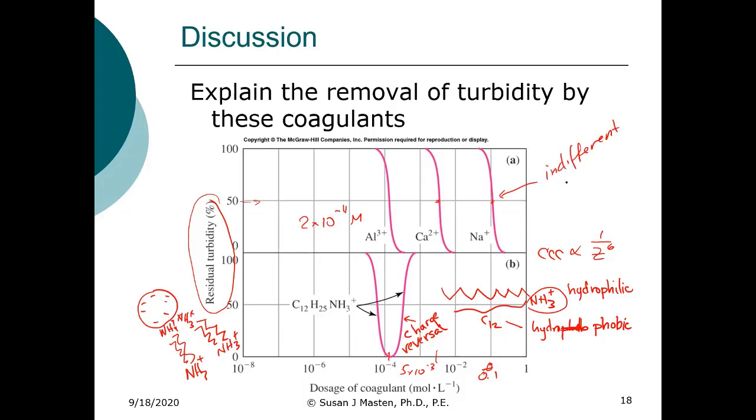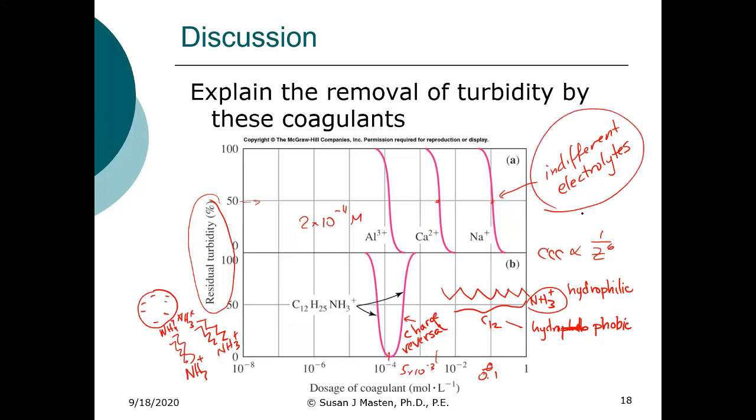Typically with indifferent electrolytes, as I mentioned, they interact by compression of the double layer. You typically don't get charge reversal, or you have to have very high concentrations. With aluminum, you'll see in some of the figures that you actually can get resolubilization depending on the dosage. So sodium behaves as an indifferent electrolyte, and aluminum to a lesser extent.